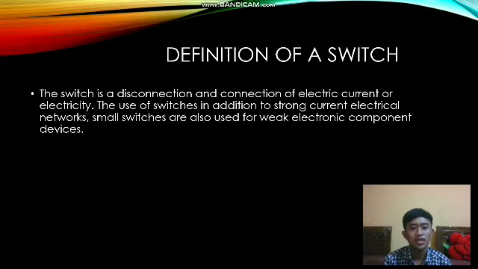A switch is a disconnection and connection of electric current or electricity. The use of switches is in addition to strong current electrical networks. Small switches are also used for weak electronic component devices. So in general, a switch is used in electrical circuits to turn on and turn off the lights at one or more different places.